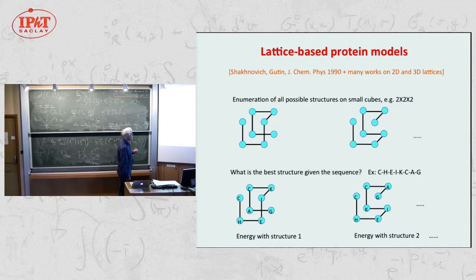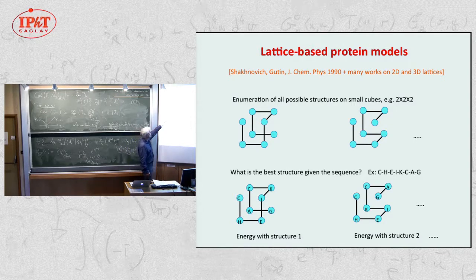So there are many models like that, and I'm showing you one particular model, which was introduced by Eugene Shakhnovich and collaborators in the 90s. And here is a very simple example. So imagine you have a protein, which in this model is a sequence of 8 amino acids. So it's a polymer of length 8, which can fold onto a cube, which is a 2 by 2 by 2 cube. So you have 8 sites, okay?